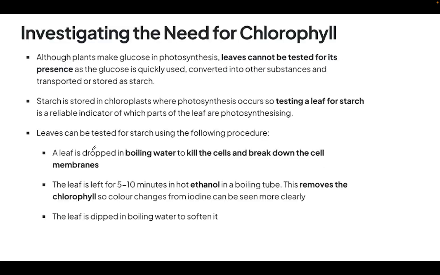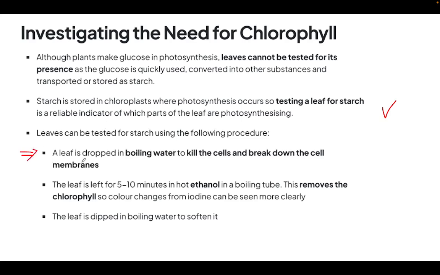Okay. How do we test that? Starch is stored in chloroplasts where photosynthesis occurs. It means testing leaf starch is a reliable indicator of which parts of the leaf are photosynthesizing. If I find the place can turn blue-black, then I know photosynthesis happened there. How do we do it? I want you to follow it nicely here.